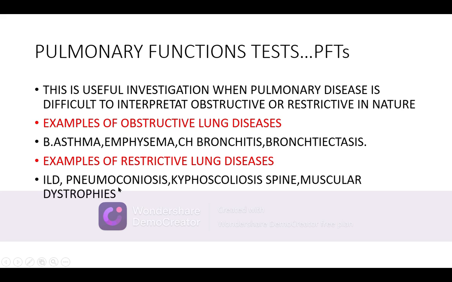So you cannot do it, and normal lung function is lost. So there will be retention of carbon dioxide and there will be hypoxia in these conditions.